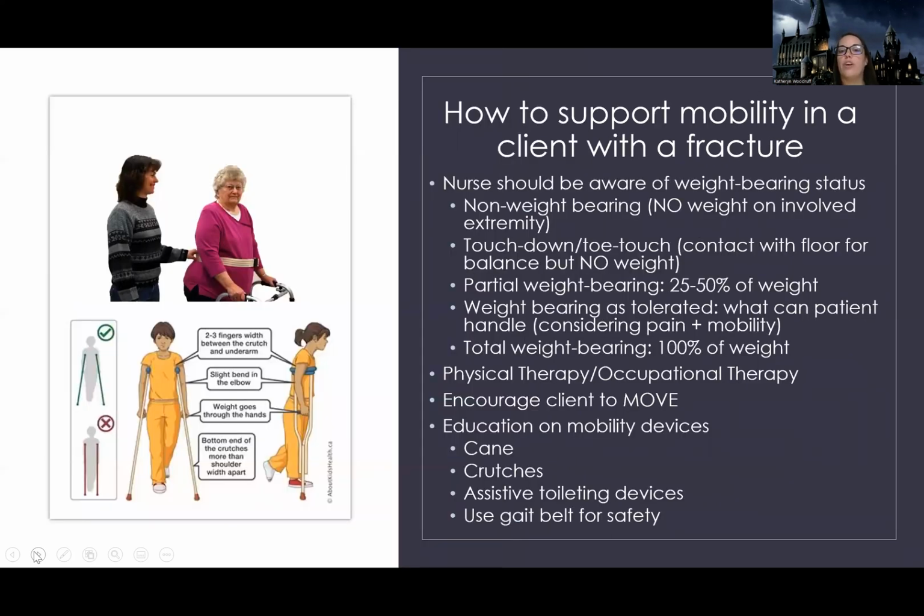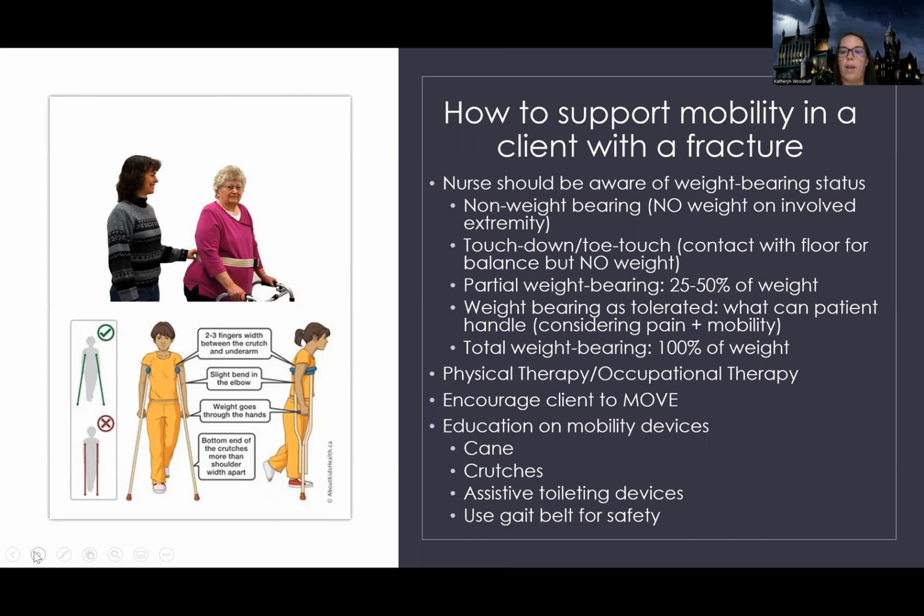So how can I encourage mobility? Aside from pre-medicating, like I told you before, you want to know their weight bearing status. Non-weight bearing would be no weight on the extremity. Toe touch or touch down is where they can put their toe on it, but there should be no weight placed. Partial weight would be about 25 to 50% of their weight. Weight bearing as tolerated is however much pressure the patient can tolerate putting down. And then total weight bearing is they can put 100% of their weight on that extremity.